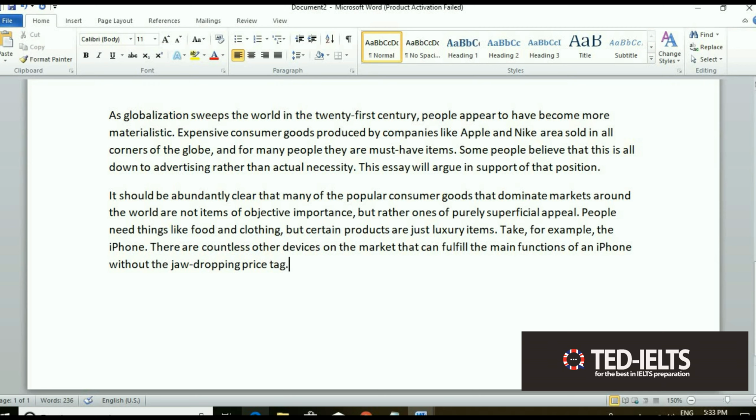Right. So here, what am I saying? There are countless other devices in the market. That means many other phones for sale that can do the same thing as an iPhone, without the jaw-dropping price tag. This means very, very, very expensive. However, in almost every country, people want to own one of these status symbols. Right, so this phrase here, status symbols, means something that makes you look cool or makes you look rich.